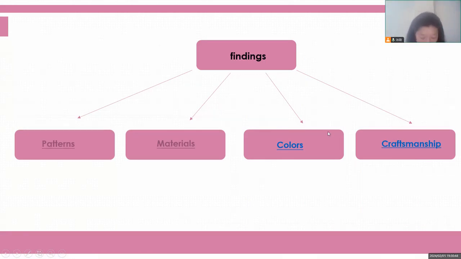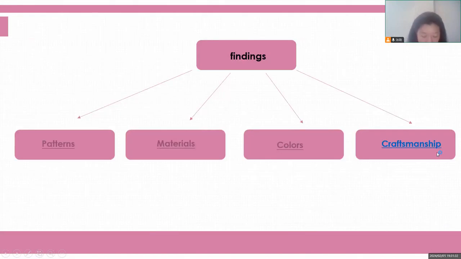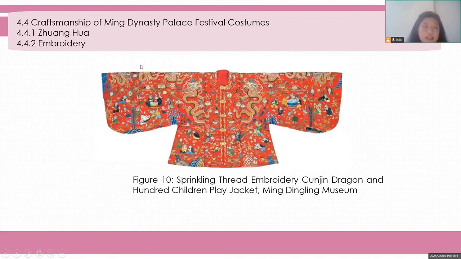The next part is color. As shown in figure 8, there are three dragon robes: light blue with embroidered golden dragons, vermilion with a golden dragon pattern, and a yellow robe with a dragon pattern. Yellow, red, and light blue are famous colors in Ming Dynasty festival clothes. Finally, I analyzed the craftsmanship of the Ming Dynasty festival costumes. I analyzed this part from Zhuanghua and embroidery.